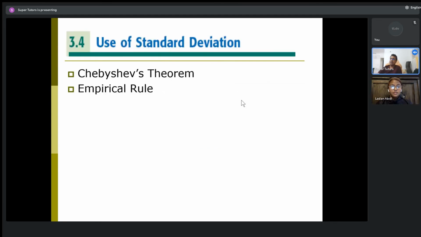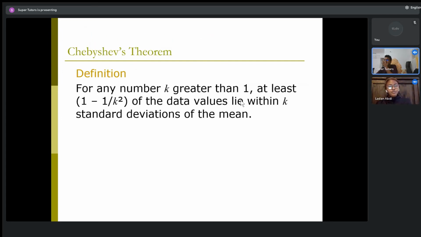We come to a very important concept, Chebyshev's theorem. Chebyshev is the one I had issue with. If you read the definition, it will never make sense: for any number k greater than 1, at least 1 minus 1 by k square of the data values lie within k standard deviations of the mean, blah, blah, blah. It doesn't make any sense. The best way to do maths is always just to look at an example and understand.